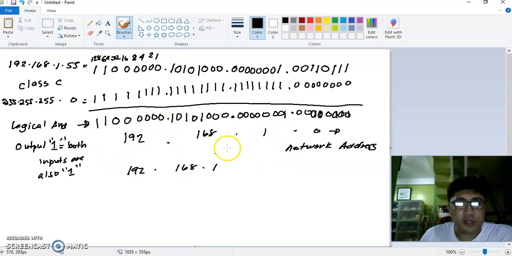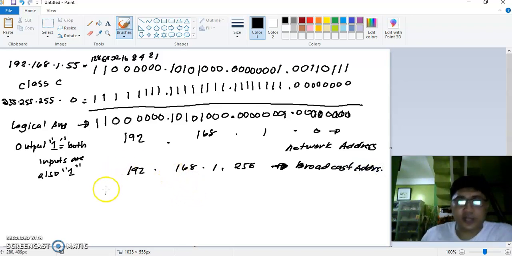So we have 192.168.1, which belongs to the same network. Broadcast means that every member of the network will be sent the values. Therefore, if these are all ones, that is 255. This is your broadcast address.